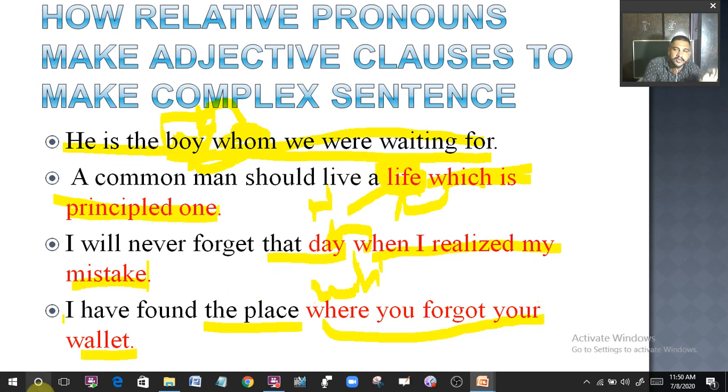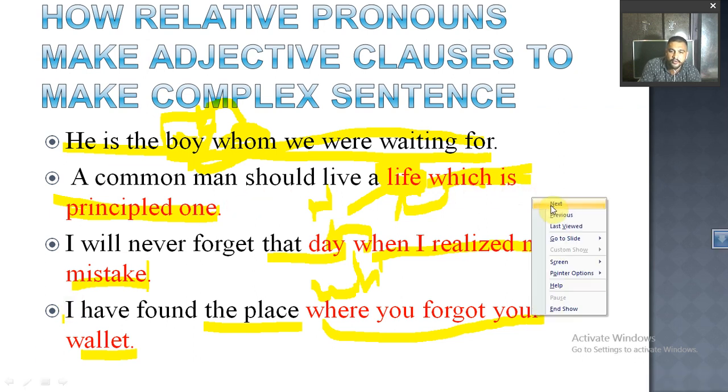And we are talking about the description of the noun. So which boy, which noun, which noun, and which noun again. So when we get the answer for the noun or pronoun being described here, we are definitely using the adjective clause. That is also the basic property of the adjective clause. I hope you have understood the adjective clause used to make the complex sentence.